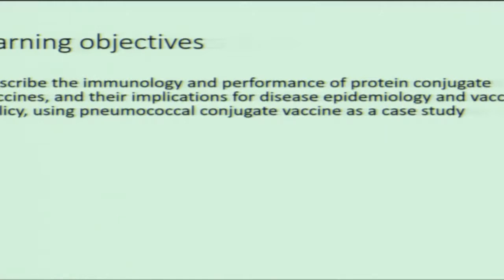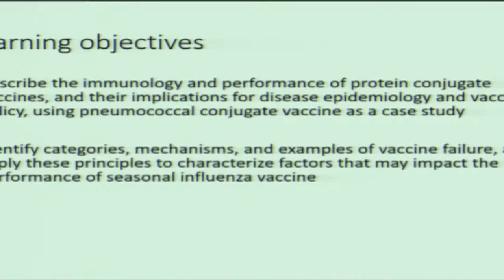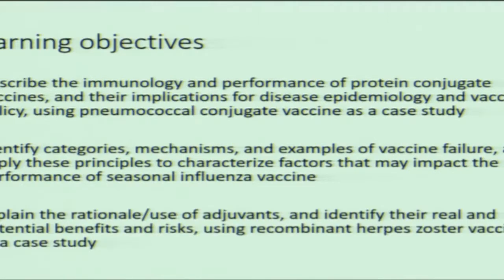So my first objective is to talk about protein conjugate vaccines. We'll be talking about their immunology and their performance and how they've impacted disease epidemiology, focusing specifically on pneumococcal conjugate vaccine in adults. The second objective will be to talk about a concept called vaccine failure, both defining it, its mechanisms, how we overcome it, and using influenza vaccine, whose performance varies often from year to year, as a case study in vaccine failure. And then finally, we'll talk about adjuvanted vaccines, both what adjuvants are, which adjuvanted vaccines are available, and focusing specifically on the new recombinant herpes zoster vaccine as a case study in adjuvants.